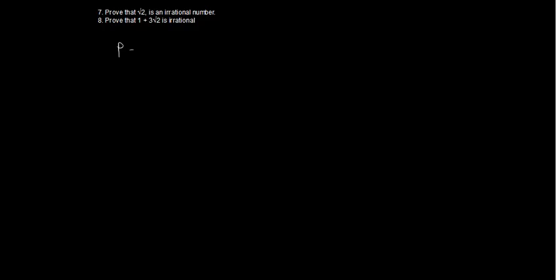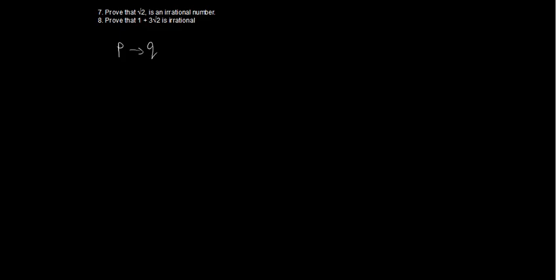Okay, so now that we've done some direct proofs, this time we start looking at another common proof, which is the proof by contradiction. Now, a proof by contradiction is where, given our statement P, we are trying to prove Q.